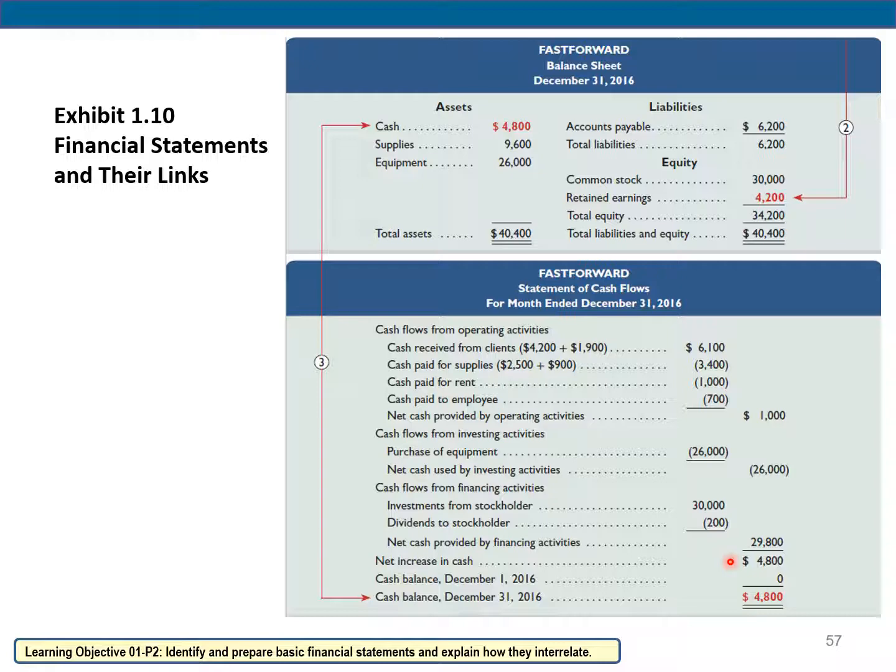That net increase or net decrease then is added to your cash balance at the beginning of the period. In this case, it was 0. And that's how you derive the ending cash balance that should match your cash balance on your balance sheet. Okay?